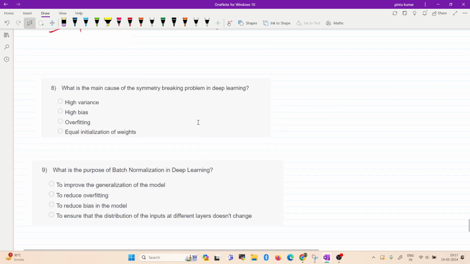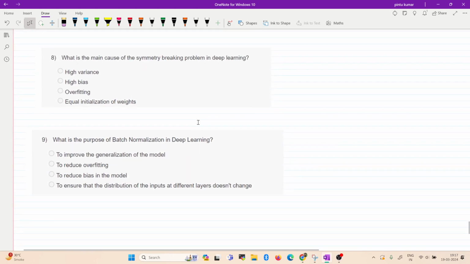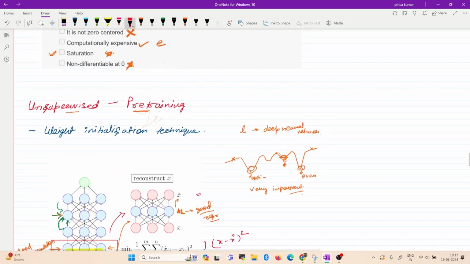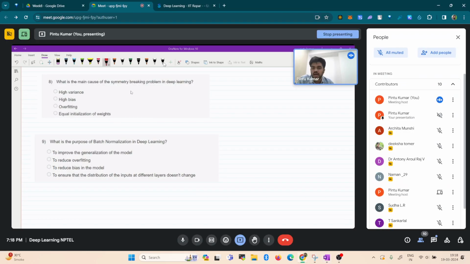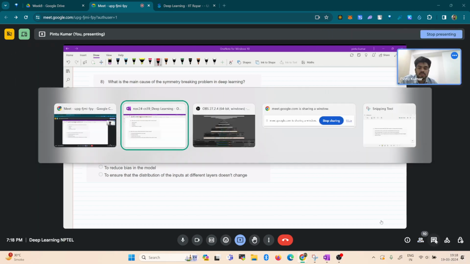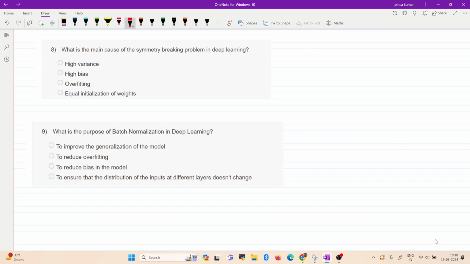Okay, so let's try a couple of questions on this batch normalization and unsupervised pre-training. Can you please read the question and try to answer? And if you have any doubt also, you can ask. So the first question is, what is the main cause of symmetry breaking problem in deep learning? Yeah, option D is correct, as somebody answered. This happens because of equal initialization of weights. Or another option people can give you is zero initialization of weights.